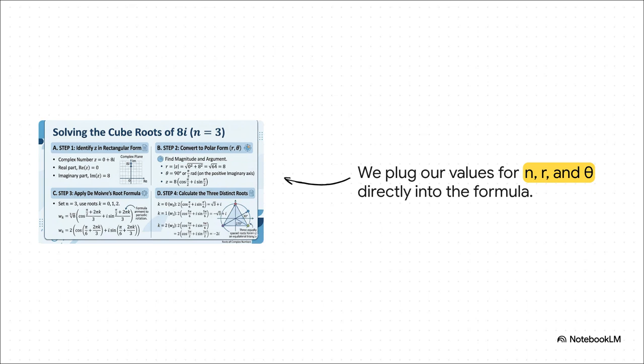Now for step 3. We literally just take the values we found and plug them into the formula. We're finding cube roots, so we swap n for 3. Our distance r was 8, so that goes in. Our angle theta was 90 degrees or pi over 2 radians, so that goes in too. And just like that, our all-purpose tool is now locked and loaded for our specific problem.